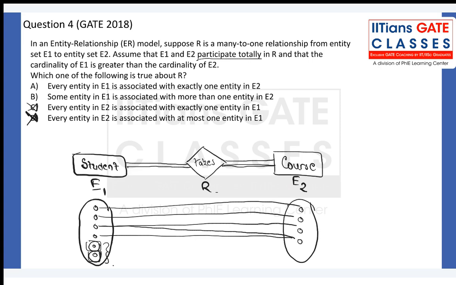So what does option A say? Option A says every entity in E1 is associated with exactly one entity in E2. That's why you can have total participation. This is one way you can have total participation. It is not telling you that you need to have exactly one; you can have more than one. It's just asking you, among these four options, these three are not possible given both of them participate totally in R, but option A is definitely possible. Okay, everyone clear with this? It's a very important question, so make sure you understand it.